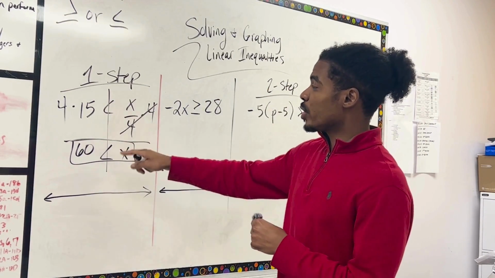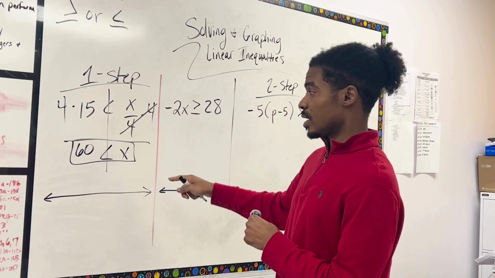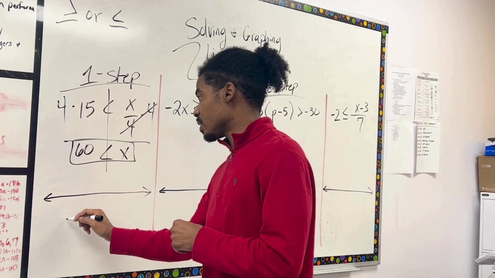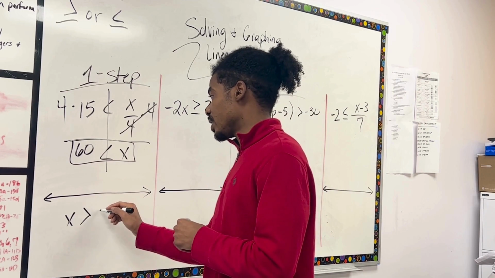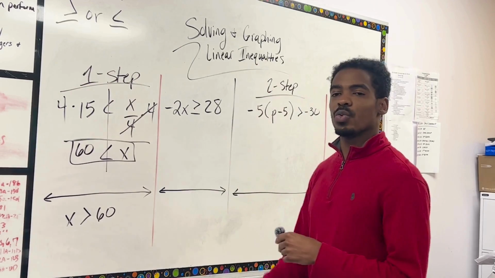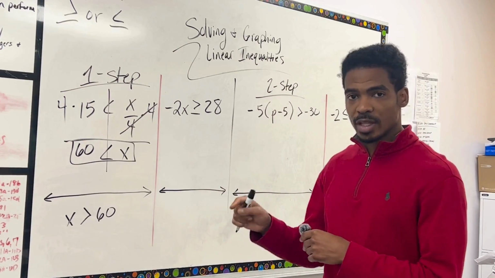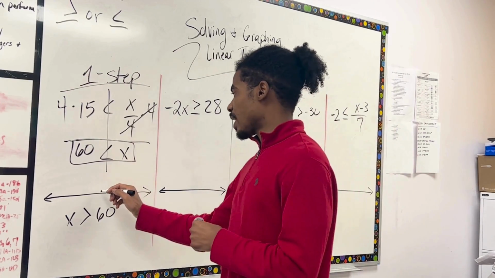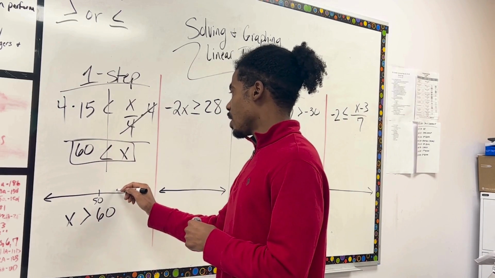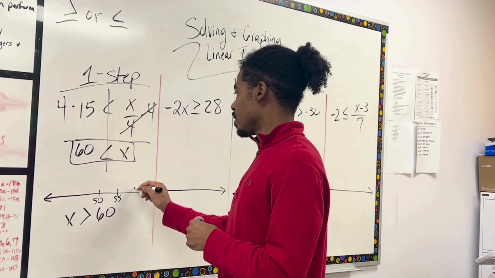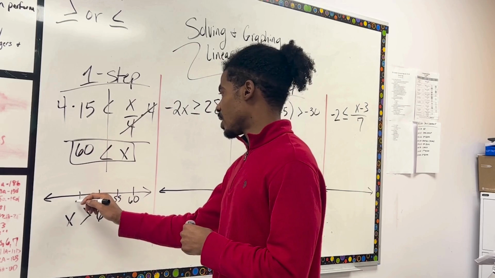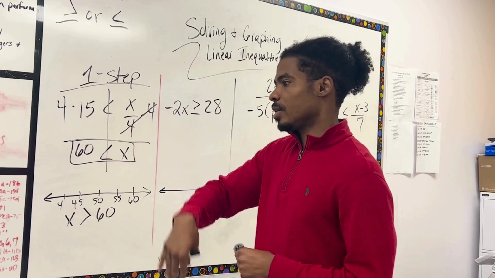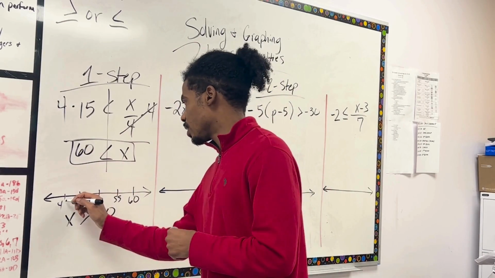Okay, so if I'm wanting to do 60 is less than x, but I want my variable to go first, that really is the same thing as x is greater than 60. Okay, so you want your variable to go first, and what that does is it makes it a lot easier for you to graph. So let's say I got 50 here, I got 55, I got 60, and we can say 45, and we can say 40.